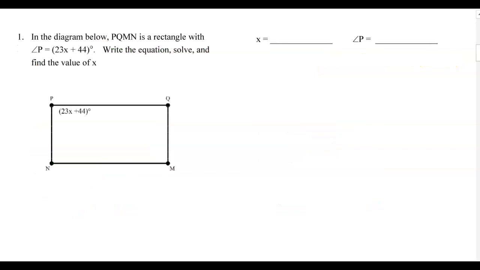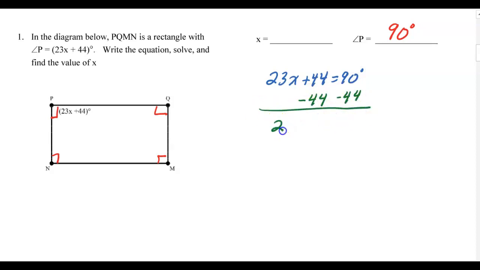Let's take a look at example number 1. Since this is a rectangle, we know all of these angles are 90 degrees, which means angle P is 90 degrees. Therefore, 23x plus 44 must be equal to 90. To solve this equation, we'll subtract 44 from both sides. We'll get 23x is equal to 46. We'll divide by 23. So x is equal to 2.